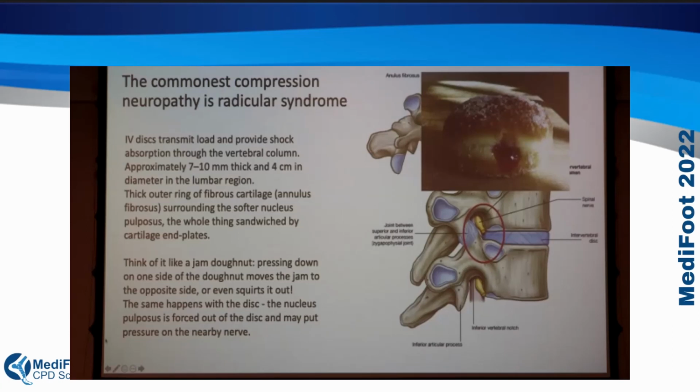So when any pressure is put on it, that's where it's going to bulge into, where the nerve comes out. So, you know, it's not rocket science, is it? We know what's going to happen.